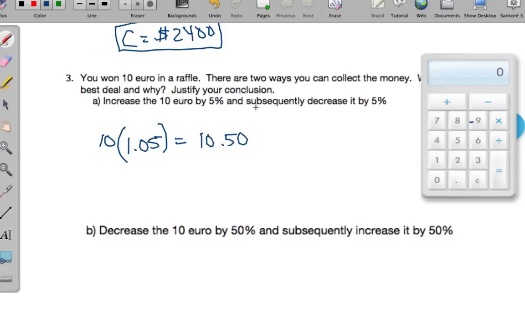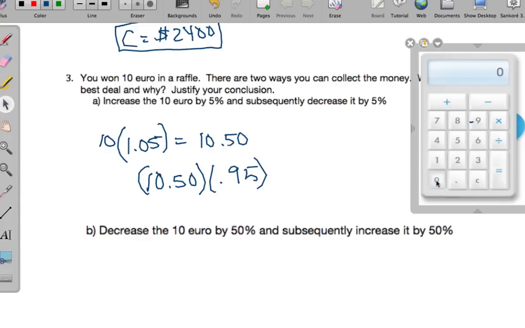Now I've got to take this value and decrease it by 5%. So if I'm going to decrease it by 5%, I'm going to multiply it by 0.95. Did I do that right there, Mr. Cole? Yep, I'm with you so far. All right, good. I'm never sure if I'm talking nonsense or not.